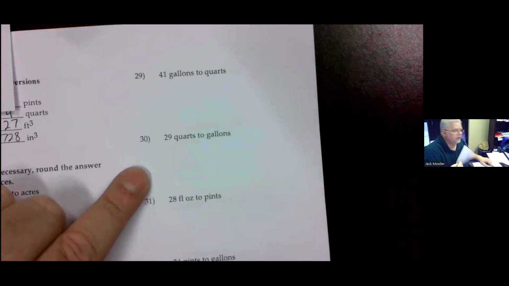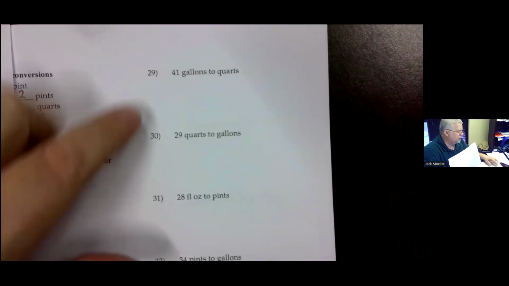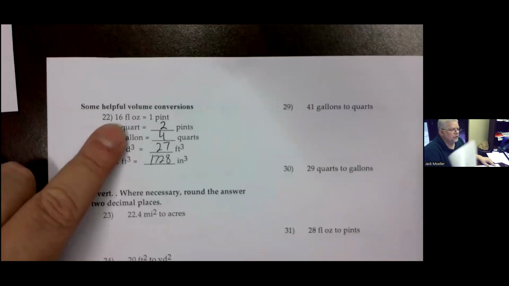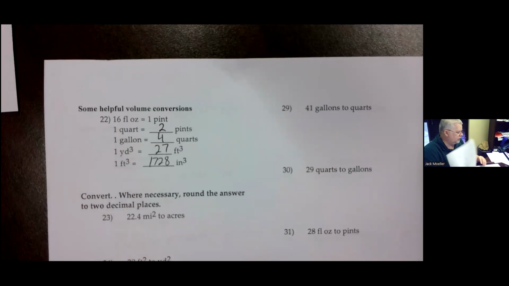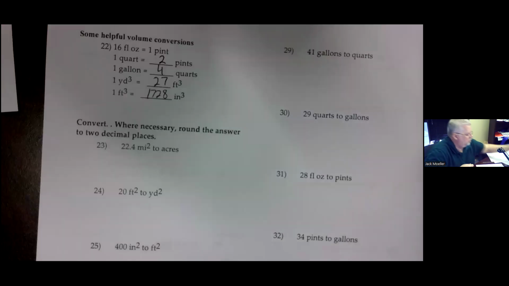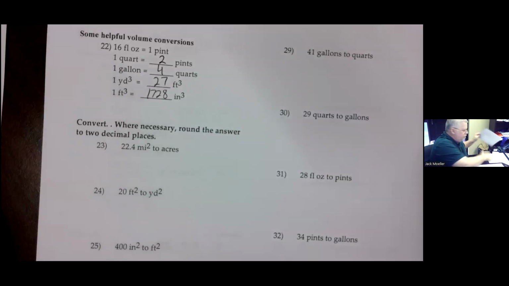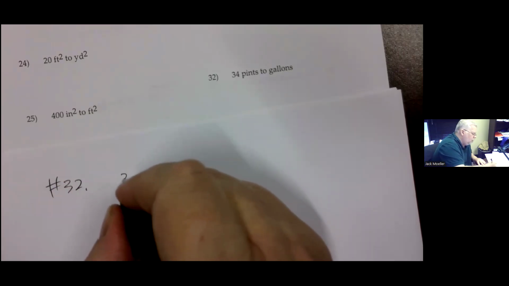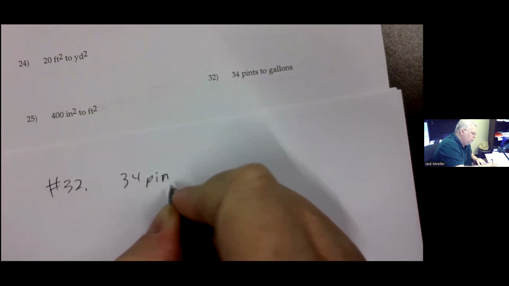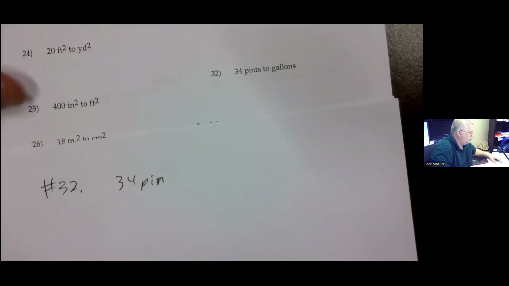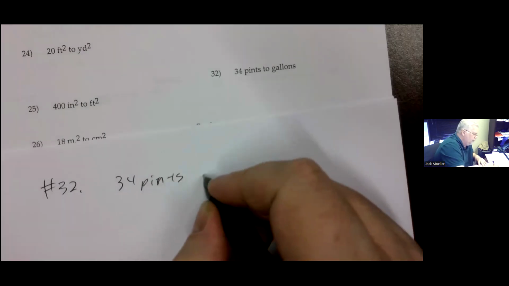We also have English to English. When you're doing quarts to gallons, there's 4 quarts in a gallon. For fluid ounces to pints, 16 fluid ounces is a pint. So let's do 32. It's not one step. The 34 pints. No, I was thinking something else. Do we know pints to gallons? No, we don't have pints to gallons, so that was it.